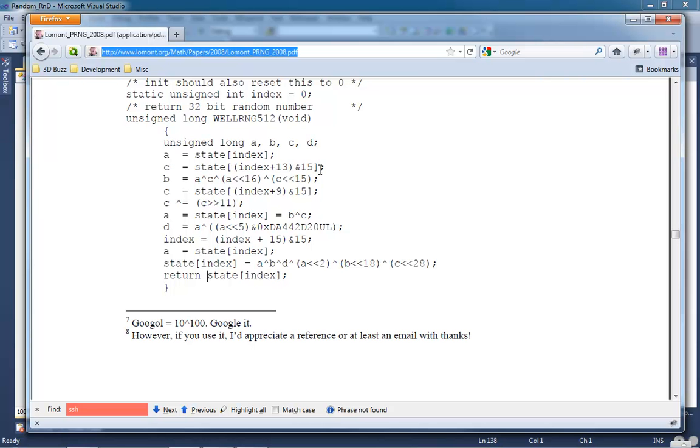So in the next video, we're going to actually jump in and start laying in the groundwork and get ready to implement this.